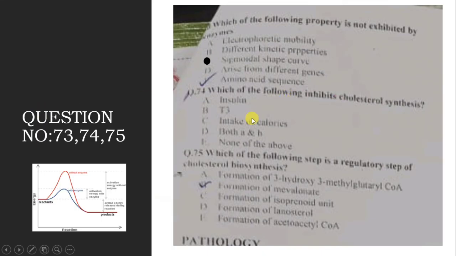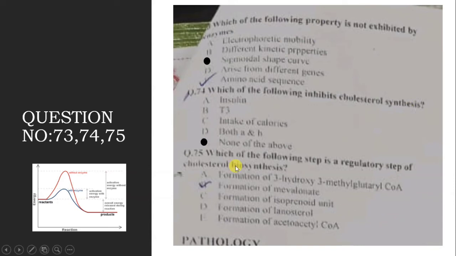Which of the following inhibits cholesterol synthesis? Insulin, T3, intake of calories, both A and B, or none of the above. In this question, we want to inhibit cholesterol synthesis. Insulin, thyroxine and excess intake of calories basically increase cholesterol synthesis. So the option here is none of the above.